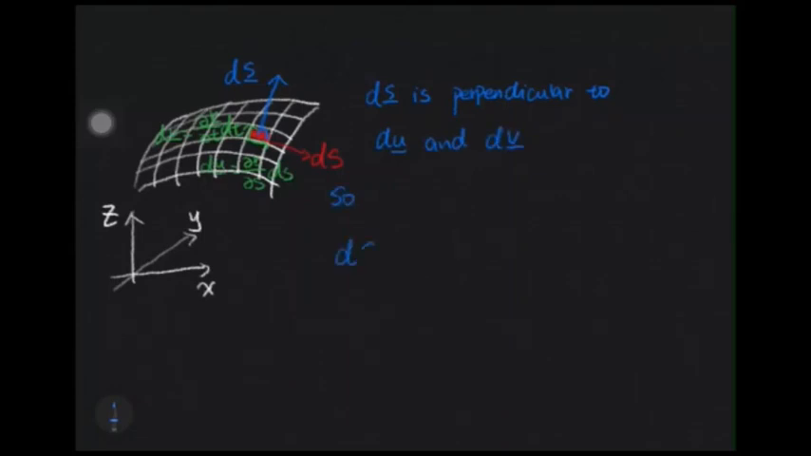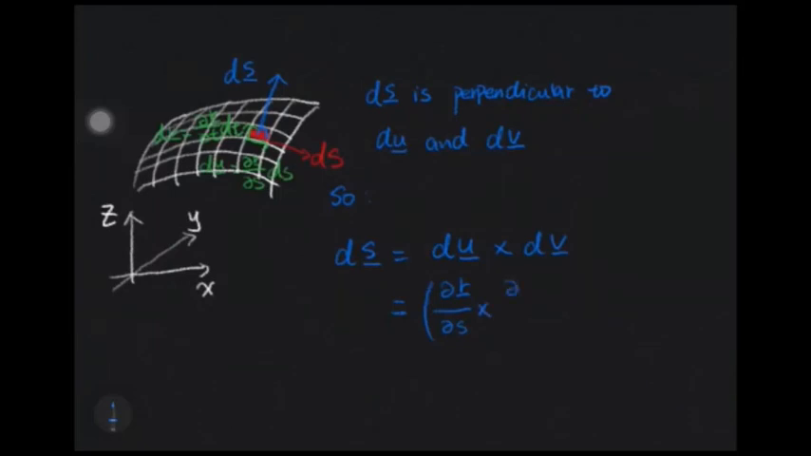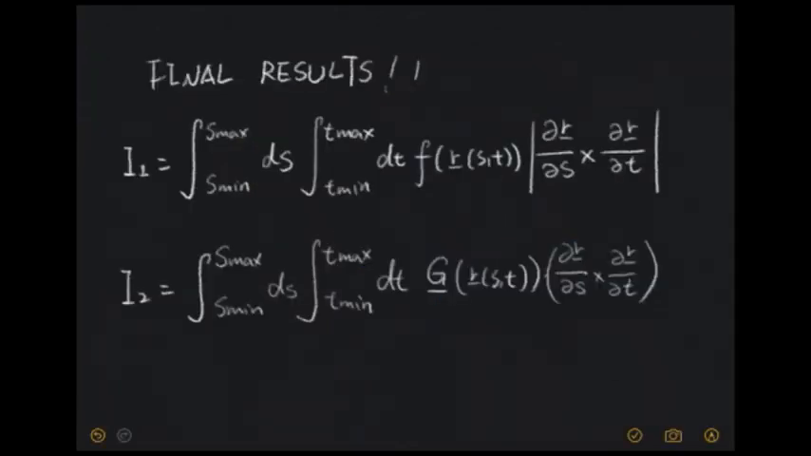Or we can write dS in the vector form, because dS is going to be perpendicular to the surface, which is perpendicular to du and dv. So dS can be written as du cross dv, which you can write as del r del s cross del r del t ds dt, sorry. And these are the two ways we can write them. So that's the first one's for the scalar field and the second one's for the vector field.